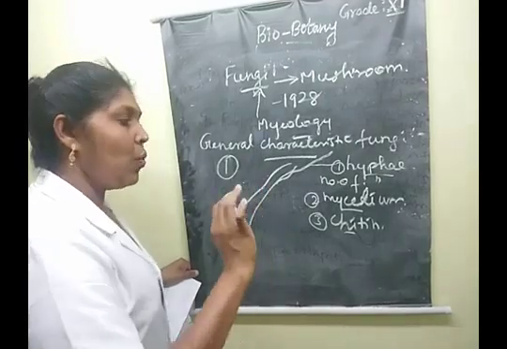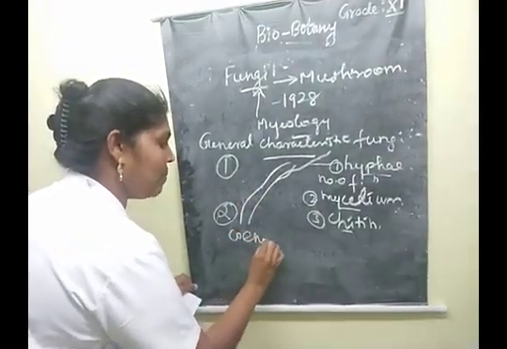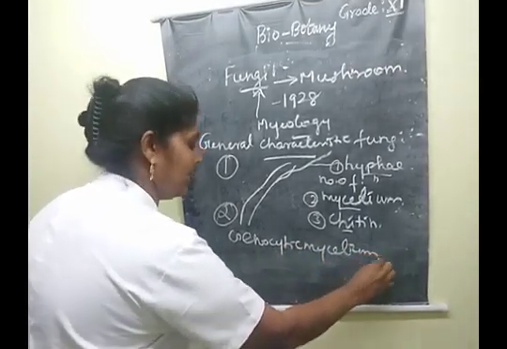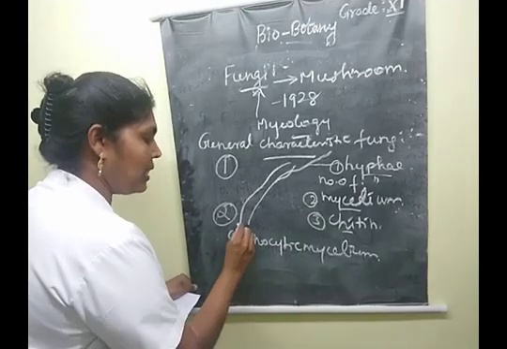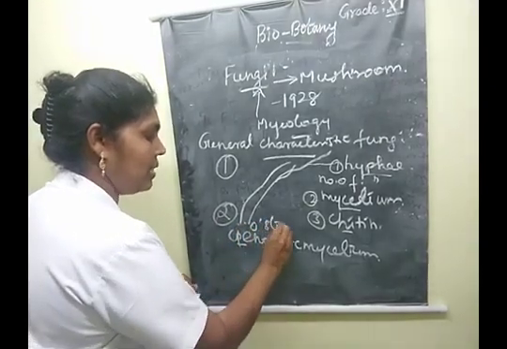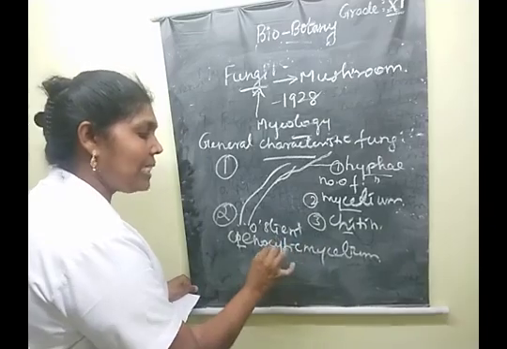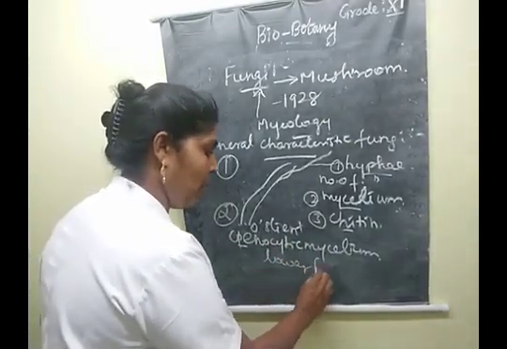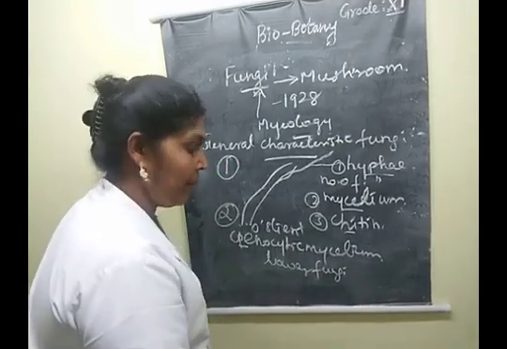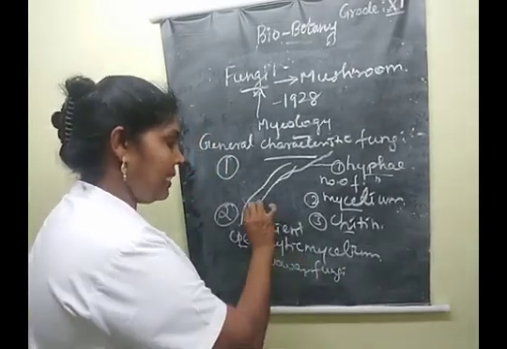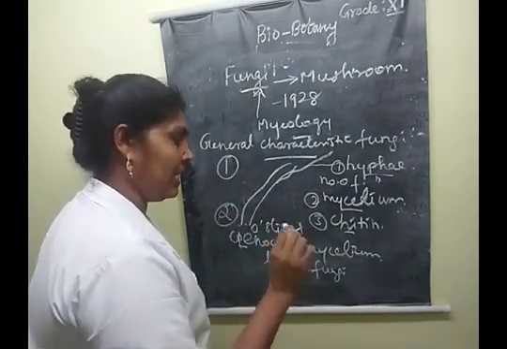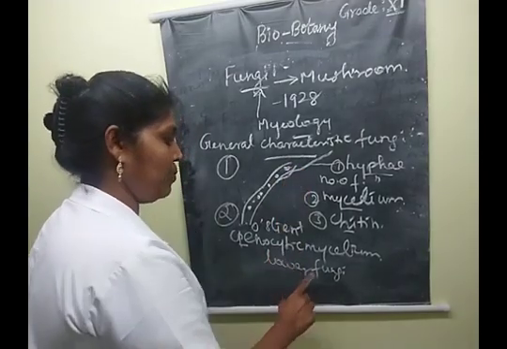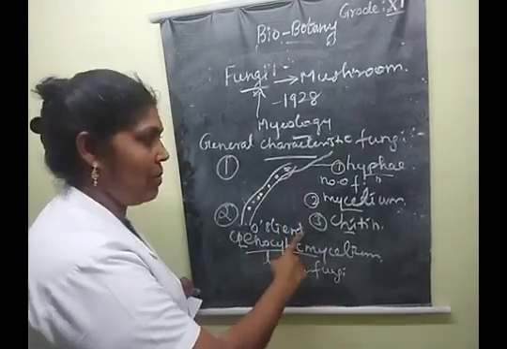So first of all, what is meant by cenocytic mycelium? Cenocytic, here the O is silent. This cenocytic mycelium is present in lower fungal organisms. There the septa are absent, an aseptate condition, with multinucleate structures. Multinucleate presence is what we call cenocytic mycelium.